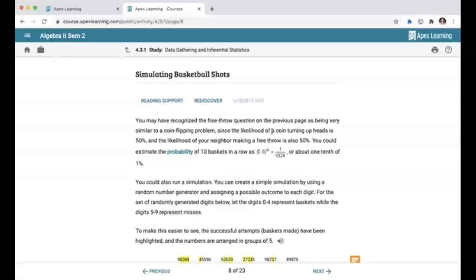Again, the reason being, he's got a 50% chance of making every free throw, because that's what we've concluded he's likely to do. So when we do the probability here, it's about 1/10 of 1%, or 1 over about 1,000, that he's going to make 10 basketball shots in a row, or 10 free throws in a row. So it's looking like it's not very likely here.